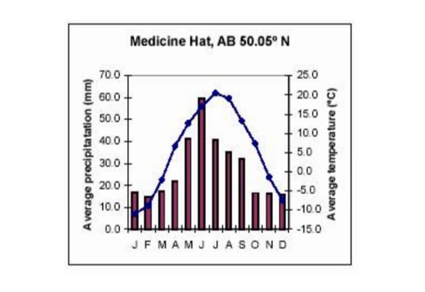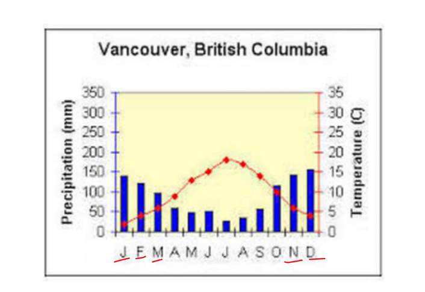Let's compare another one. This is Medicine Hat nearby. And you'll notice that it actually has a very similar pattern. See how this one's opposite? See how this goes down while this one goes up? That explains why Vancouver has a very different climate than Medicine Hat.